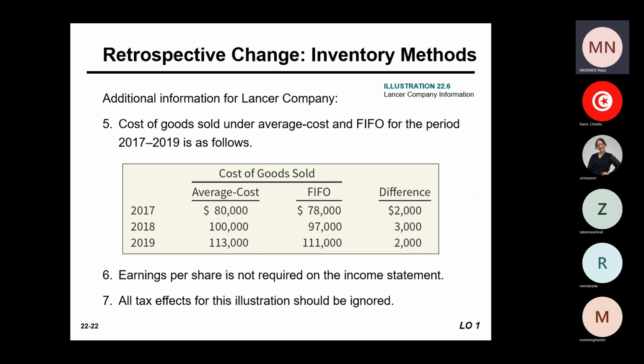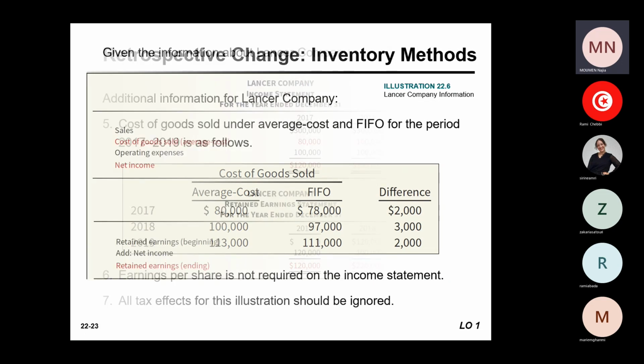Then in 2019, we have also 111 based on the 5, okay? It said that the earnings per share is not required on the income statement, and also all the tax effect for this illustration should be ignored, okay? So assume the figures are net of taxes, so there is no tax effect, okay?